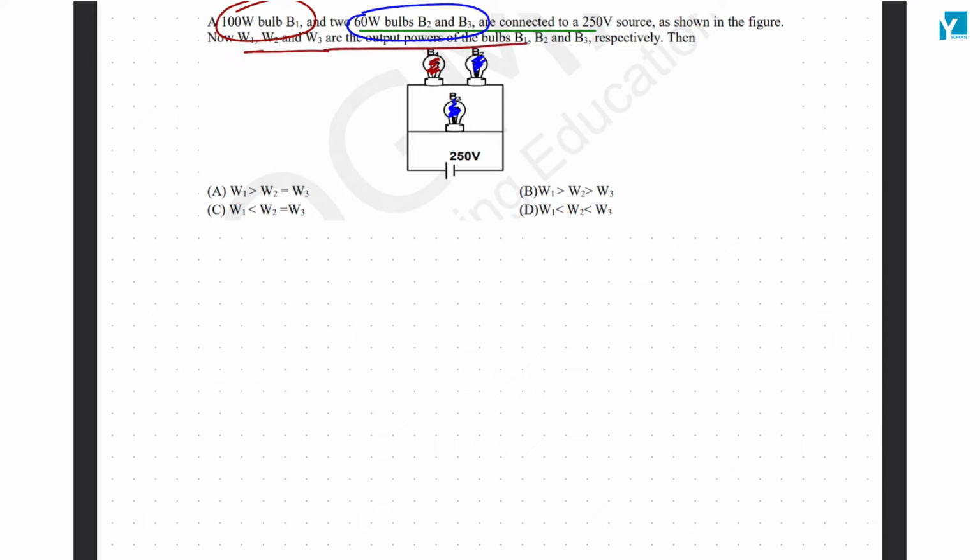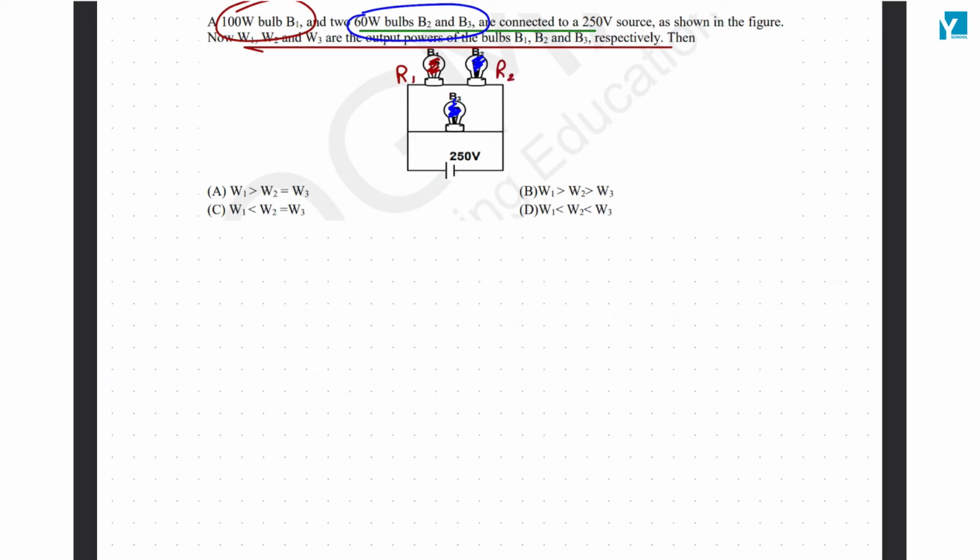W1, W2, W3 are the output powers of the bulbs B1, B2, B3 respectively. Then which one is the greatest? So what we have to do here is, the source is similar, 250 volt. The point is bulb B1 is 100 watt, and 60 and 60 are connected to it. We'll have to solve it with different resistances in mind.